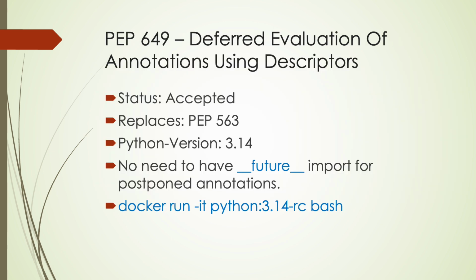Even though it's a bit too early to discuss it now, it's important to know that PEP 563 will be superseded by PEP 649, which has been accepted and will be available in Python 3.14. With PEP 649, we no longer need to import annotations from the __future__ module and can have postponed type annotations by default. The easiest way to test this new feature with Python 3.14 is to use Docker as shown in this command. Inside the Docker container, you can run code with Python 3.14.